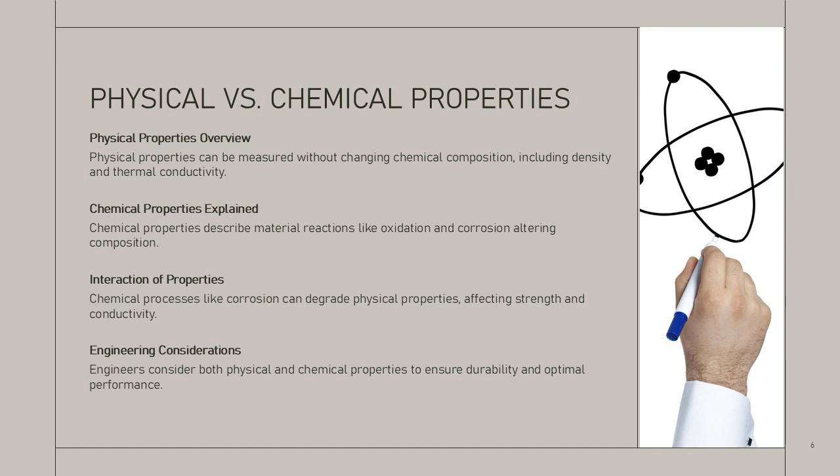Chemical properties, on the other hand, describe how a material reacts or changes composition under certain conditions, such as oxidation, corrosion, or flammability. Understanding both sets of properties is essential because they often interact. For instance, corrosion, a chemical process, can degrade physical properties like strength and conductivity. Engineers must consider these interactions when designing components for durability and performance.